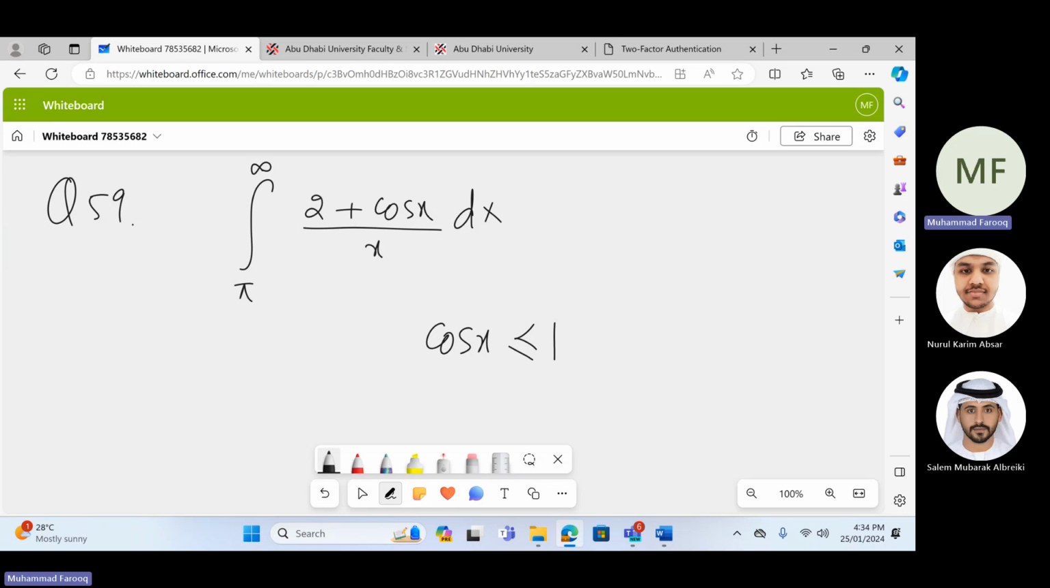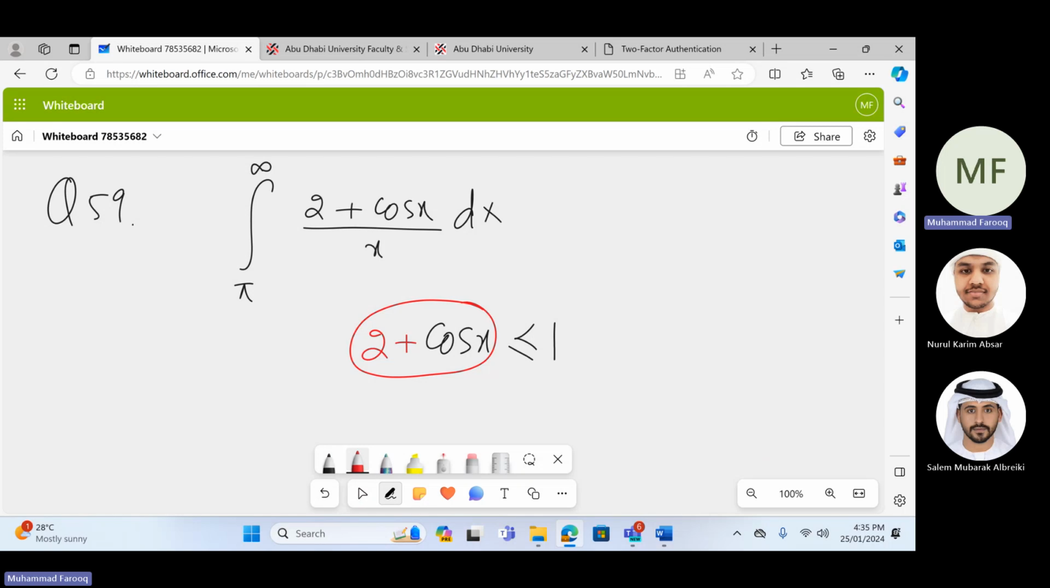Now, please look here. In cosine, what do you have? If in this inequality I add 2, what happens? Does it still remain less, or does this quantity become greater? I just add 2 to the cosine. So when I add 2, is 2 plus cosine x now less than 1 or greater than 1? It might be equal to 1, or it might be more than 1.